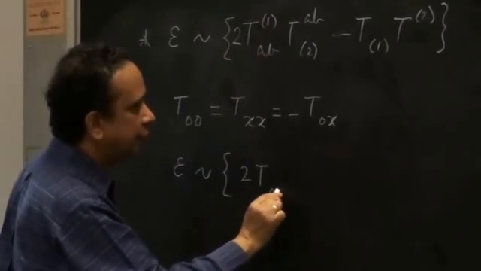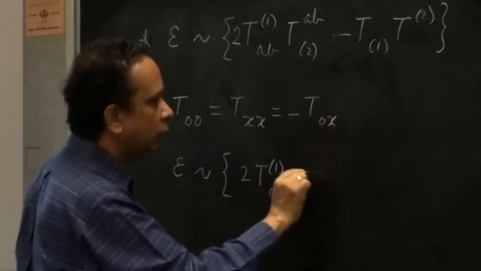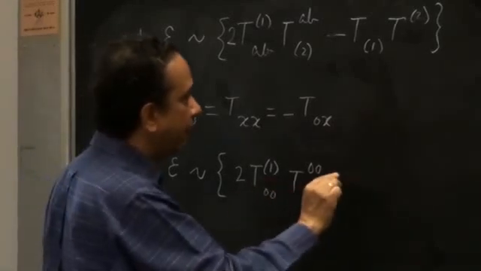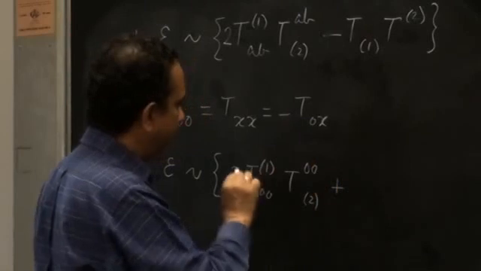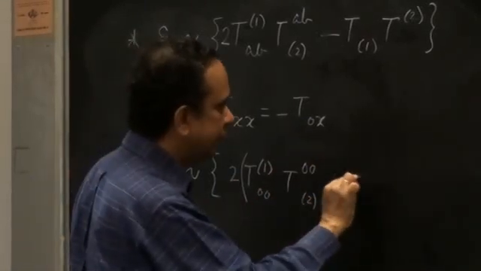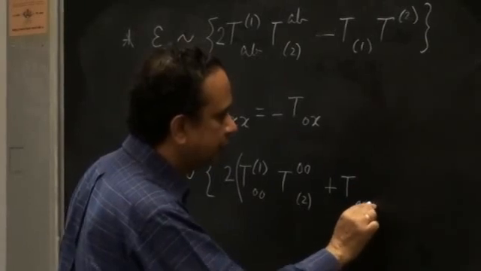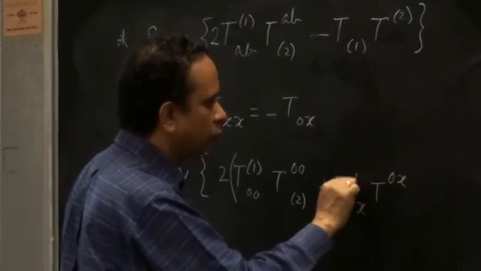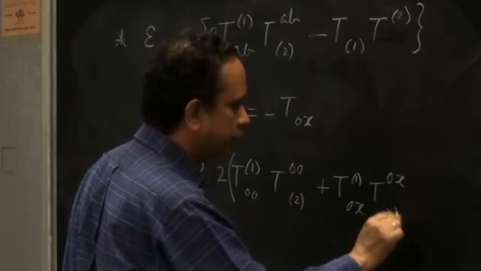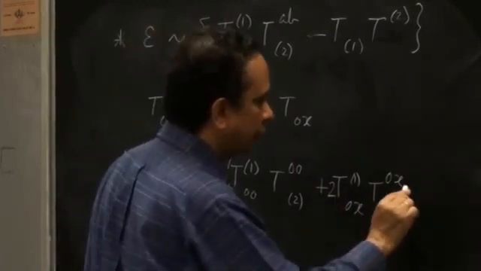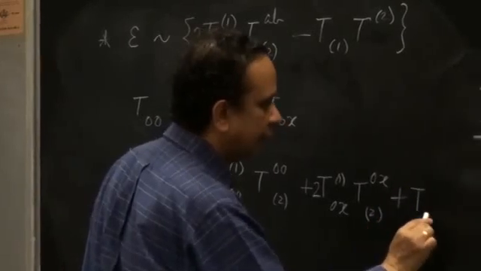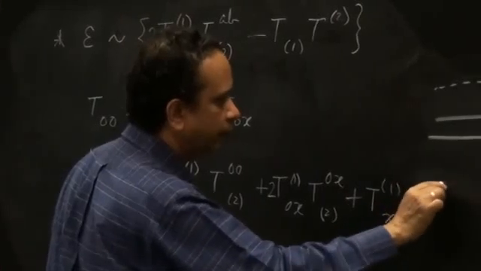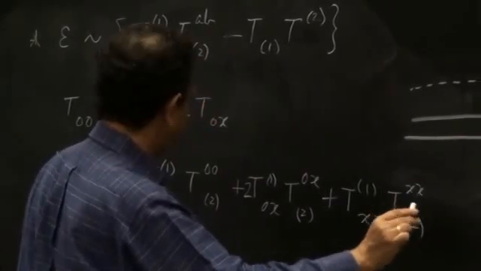So I have 2 T00 acting on 00 of 2. Then I have T of 0x, T of 0x, 1 and 2, twice that, then T of xx, 1 T xx of 2. This is what we have.